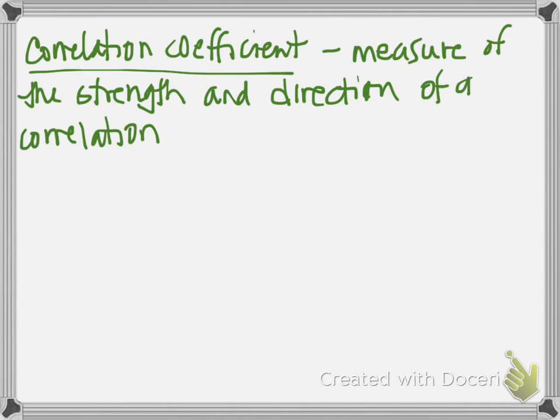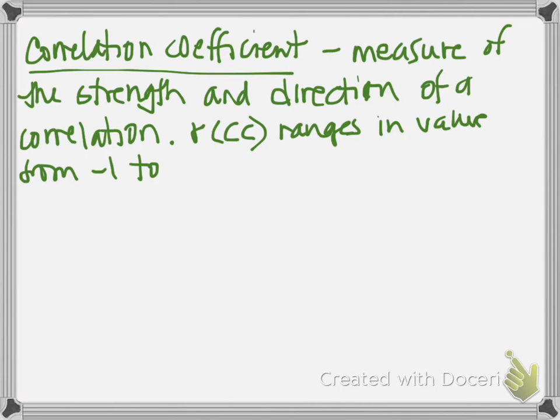And as I mentioned earlier, it has values. Now, again, the book is using an R. I think the symbol is slightly different when you look at it online. But that R, and we talked about using CC for correlation coefficient, ranges in value from -1 to +1. So if you have a positive correlation coefficient, it's a positive correlation. If you have a negative correlation coefficient, it's a negative.